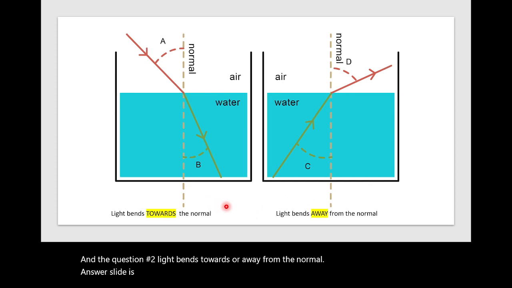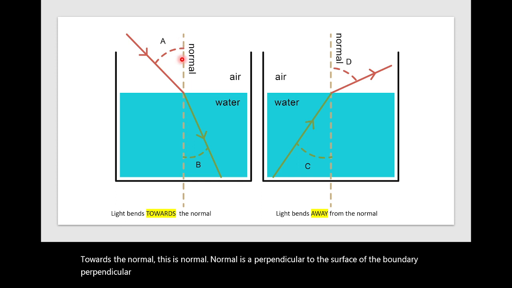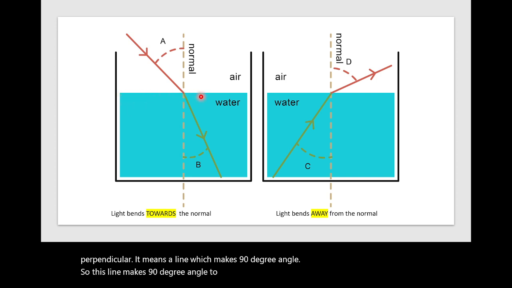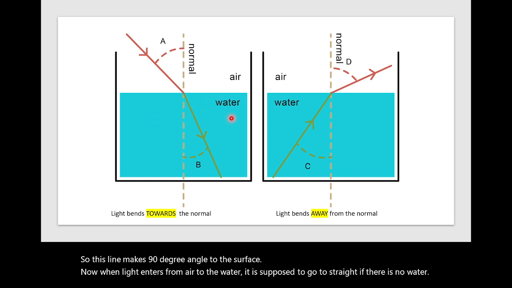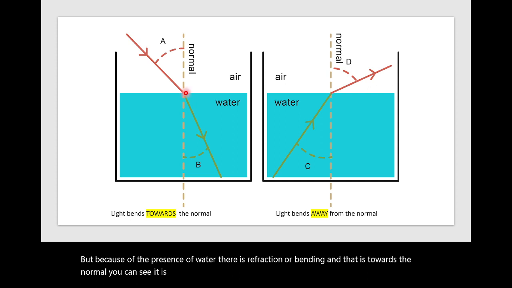Answer slide is this. In this case, you can see light bends towards the normal. This is normal. Normal is perpendicular to the surface of the boundary. Perpendicular means a line which makes a 90-degree angle. So this line makes a 90-degree angle to this surface. Now, when light enters from air to the water, it is supposed to go straight if there is no water. But because of the presence of water, there is refraction or bending, and that is towards the normal.